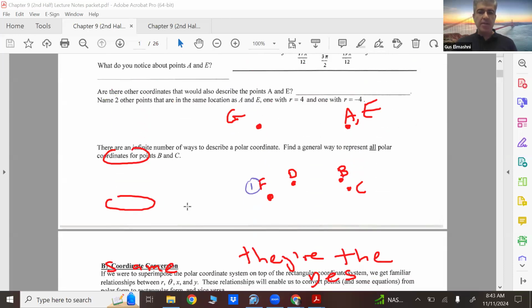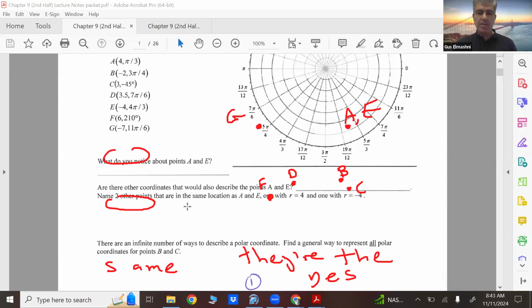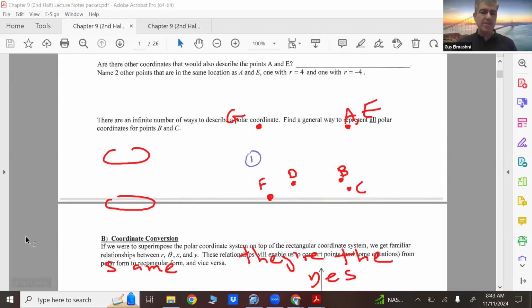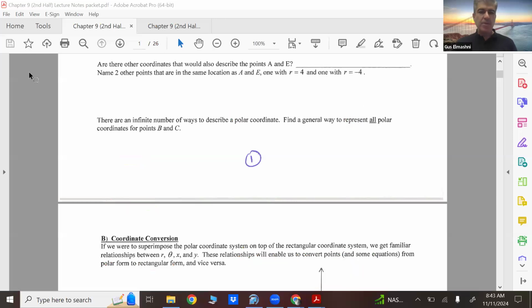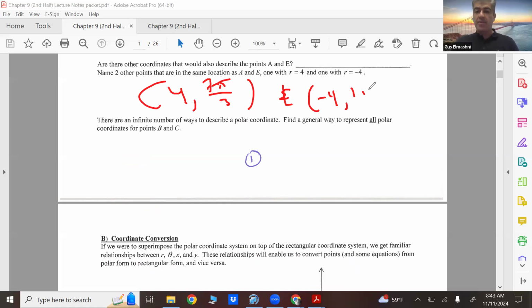And the two points are in the same location with r equals 4 and r equals negative 4. Well, I just said you go around once. So you can do 4 comma 7 pi over 3. Gosh, that's terrible. Sorry about that, guys. Also you can do negative 4 comma, yeah, add pi to 4 pi over 3. Thanks, Kieran. Yeah, good. So there are an infinite number of ways.